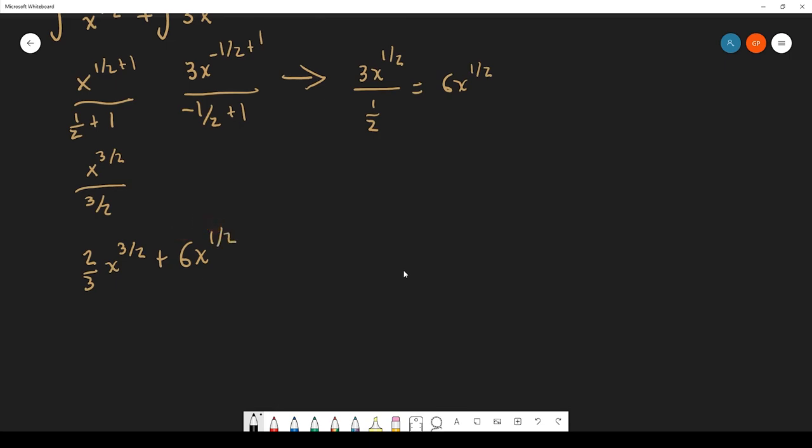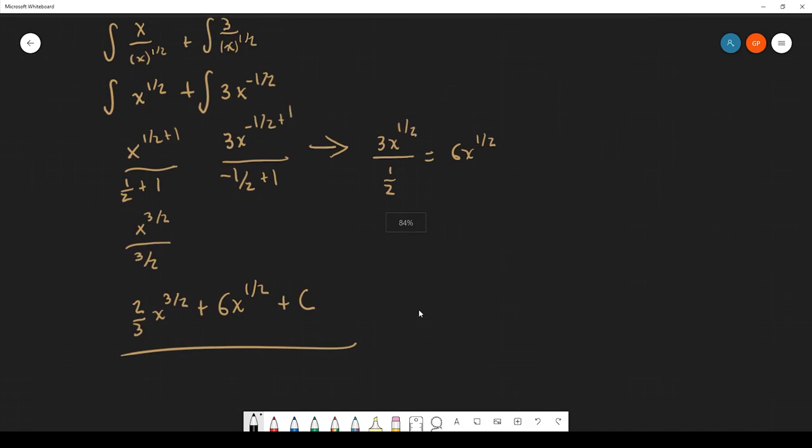Now, we're not done yet. Remember, we always have to add a c. So we're going to add the c, and that's how you do the antiderivative for this problem.